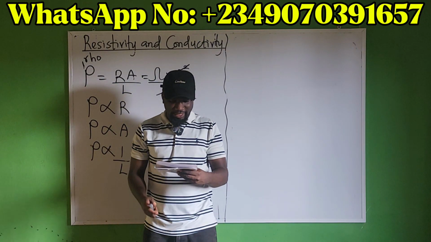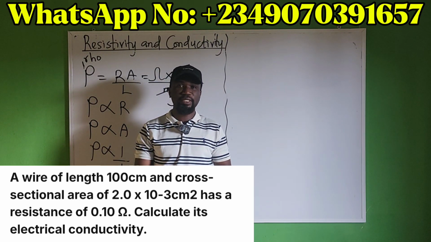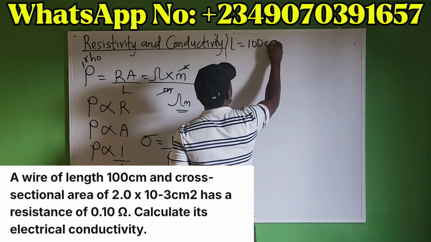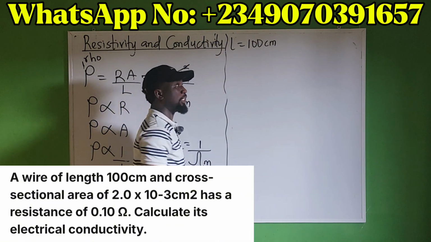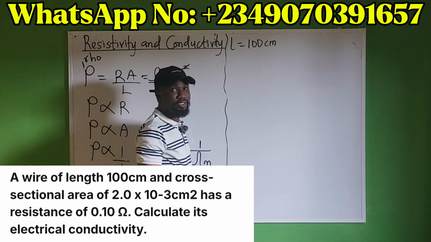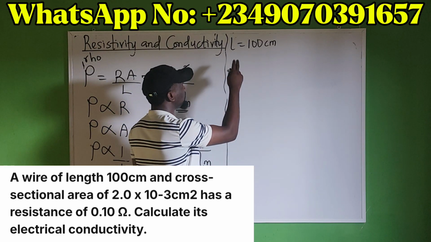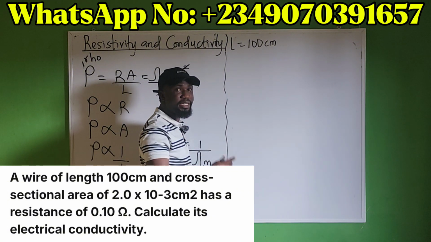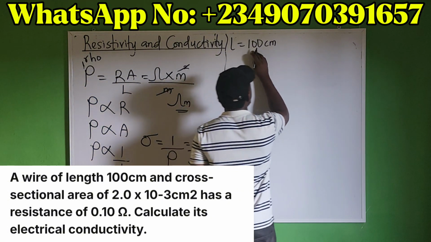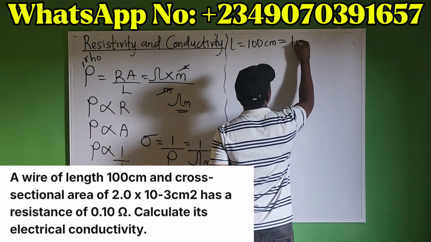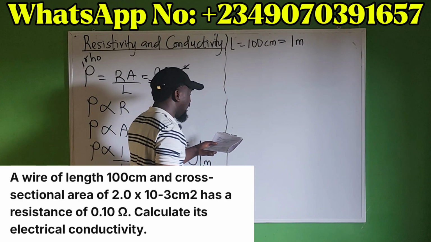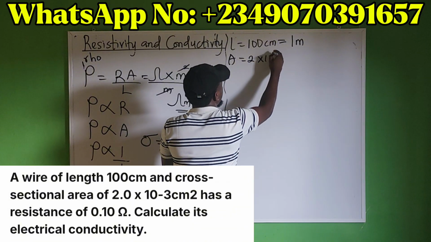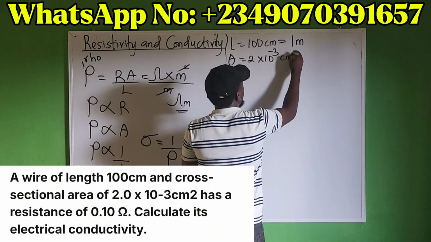So the next question, it says a wire of length 100 centimeter. So the length is 100 centimeter. If I were you now, just change this to its SI unit, which is meter. So if meter to centimeter is times 100, centimeter to meter is what? Divided by 100. So if you divide this by 100, that is 1 meter.